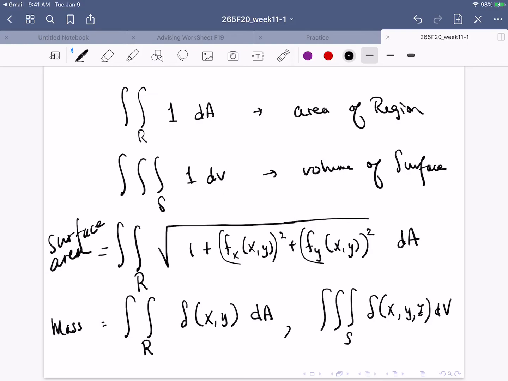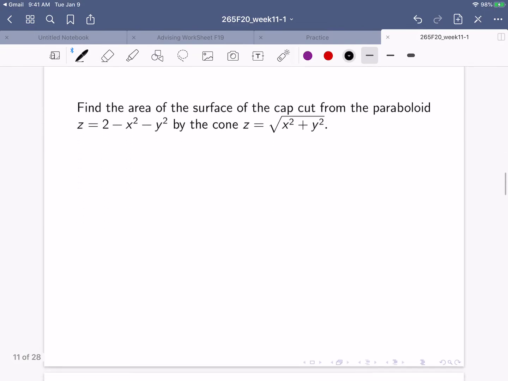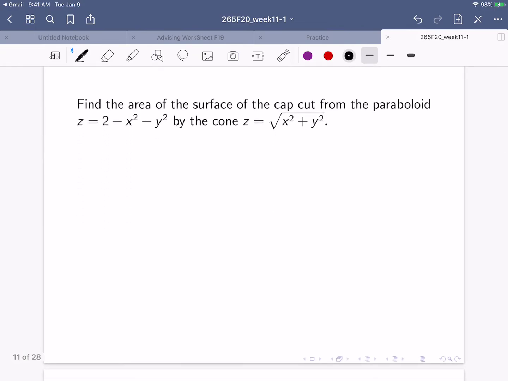Okay? All right, so we've got a surface area problem here. Let's suppose we find the area of the surface of the cap that's cut from the paraboloid z equals 2 minus x squared minus y squared, by the cone z equals the square root of x squared plus y squared. So let's first get an image of what's going on here.